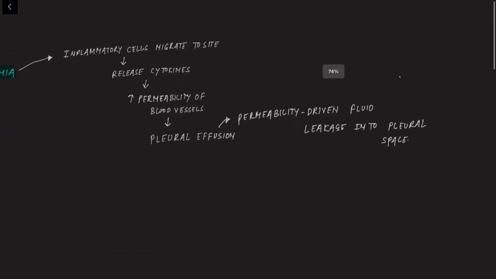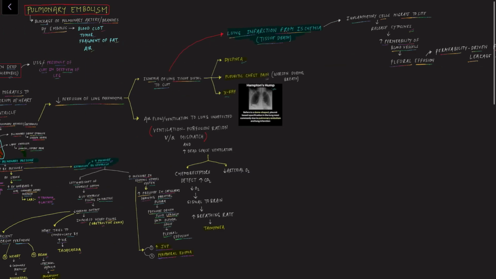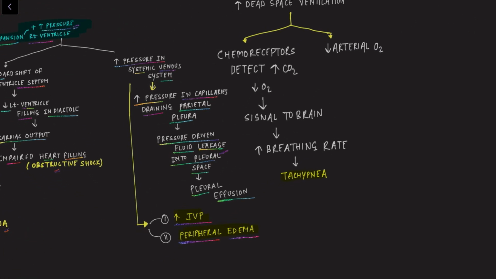Inflammatory cells migrate to the site and release cytokines, which increase permeability of blood vessels, and that causes pleural effusion. Here there is permeability-driven pleural fluid leakage into the pleural space, and there is also pressure-driven fluid leakage into the pleural space.